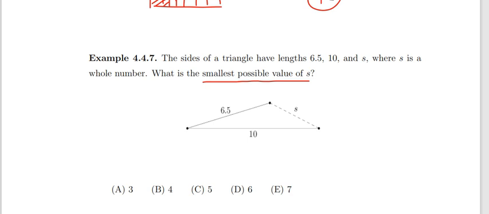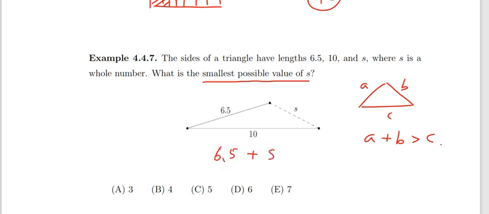So for a triangle, suppose this is A, this is B, this is C. We have this requirement: A plus B should be larger than C, right? Okay, so here we have this condition: 6.5 plus the third side should be larger than 10. So the smallest should be 4. It cannot be 3, it can be 4, right?